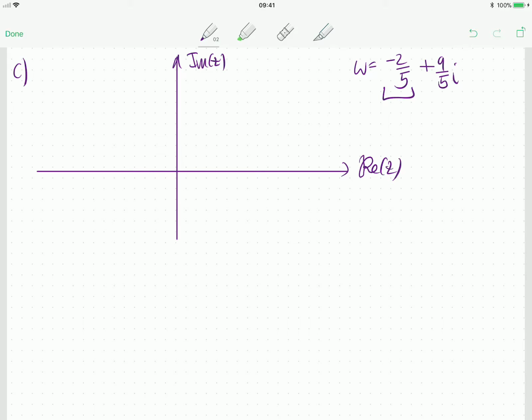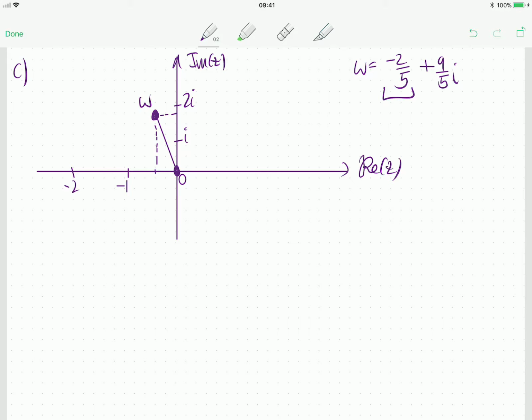So how do we plot this? Well, this is the real part. So if I call this one maybe -1, -2, i and 2i here. So we have roughly here it's minus 2/5, and roughly here is the 9/5. Okay, so we've got our W, and we know the modulus is the distance from 0. We calculated this already in part B.